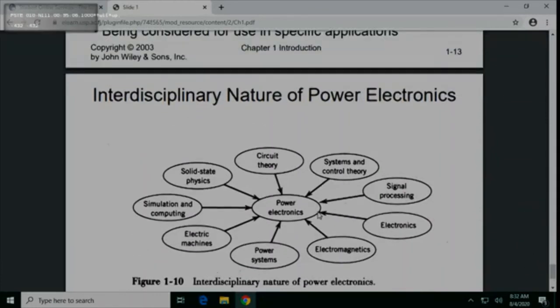Now, the interdisciplinary nature of power electronics. Again, this is from the book. This shows how vastly power electronics is used all around the world in all different disciplines: solid state physics, circuit theory, systems and controls theory.